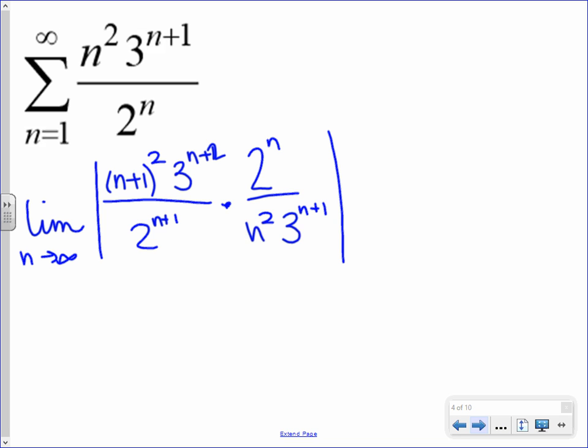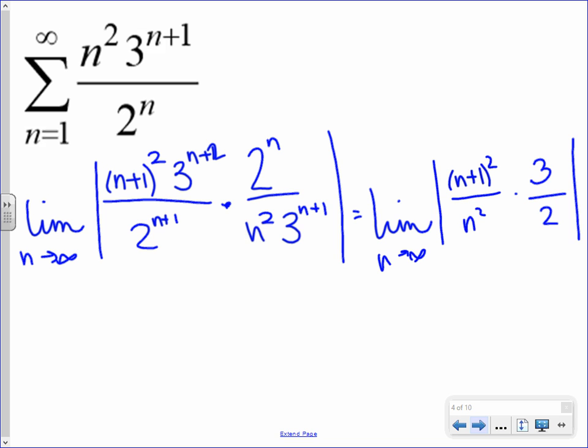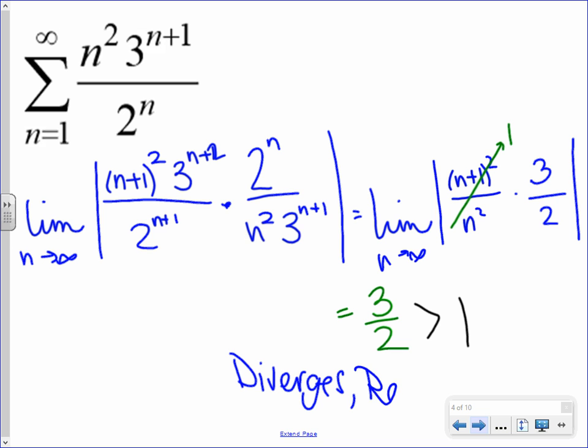Okay, so, n plus 1 squared over n squared, that's not going to be able to reduce, but we know what the limit is, okay? And then we know that we are going to have an extra 3 up top and an extra 2 in the denominator. Do you agree? What's the limit of this guy right here? This is 1. Our limit is 3 halves, which is greater than 1. So this diverges by the ratio test.